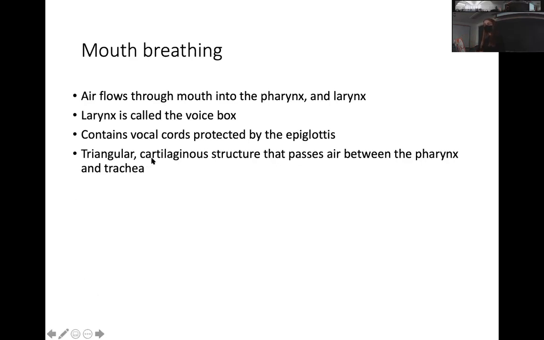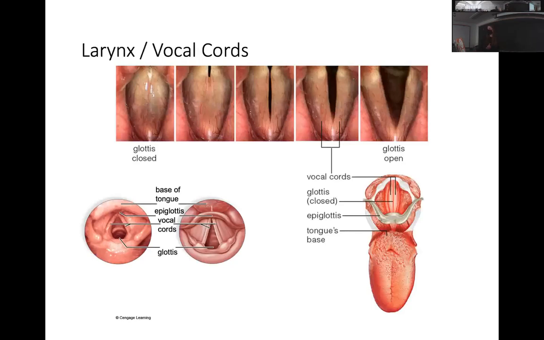The glottis is the triangular cartilaginous structure that passes air between the pharynx and the trachea. So I'm going to show you on the next slide. Here's the lovely image at the top, where you're seeing the glottis closed, and the glottis open on the far right. Your vocal cords pull or contract the glottis, and it's connected also to the base of your tongue, as you can see here on the left.